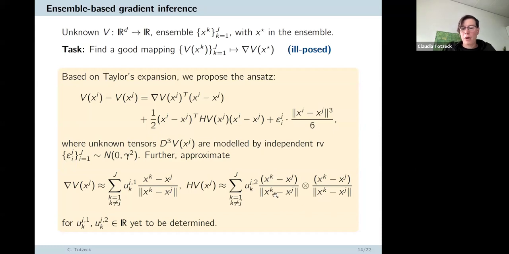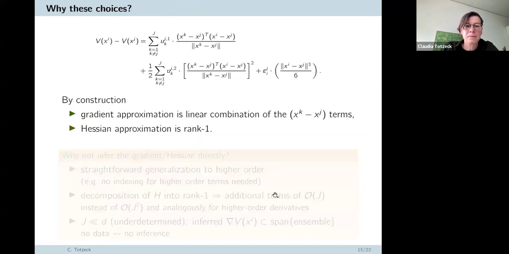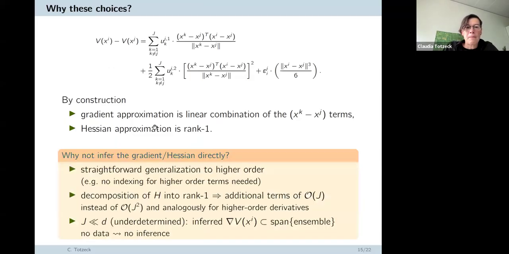So this is a rank 1 approximation, and this is why it scales quite well. We have the gradient, which is just a linear combination of these terms, and the Hessian is rank 1, and that says directly that the additional terms that we have to consider scale linearly in the size of the ensemble, instead of quadratically if you want the real Hessian, and even worse for higher order.